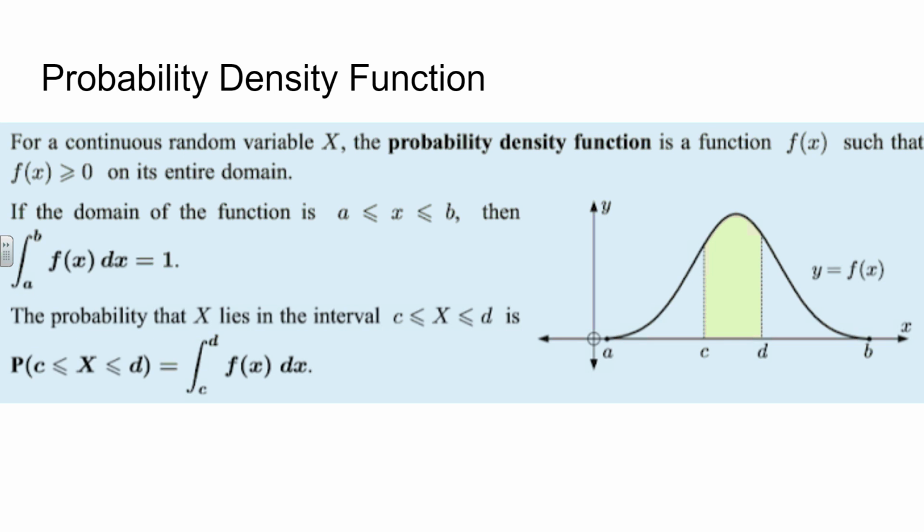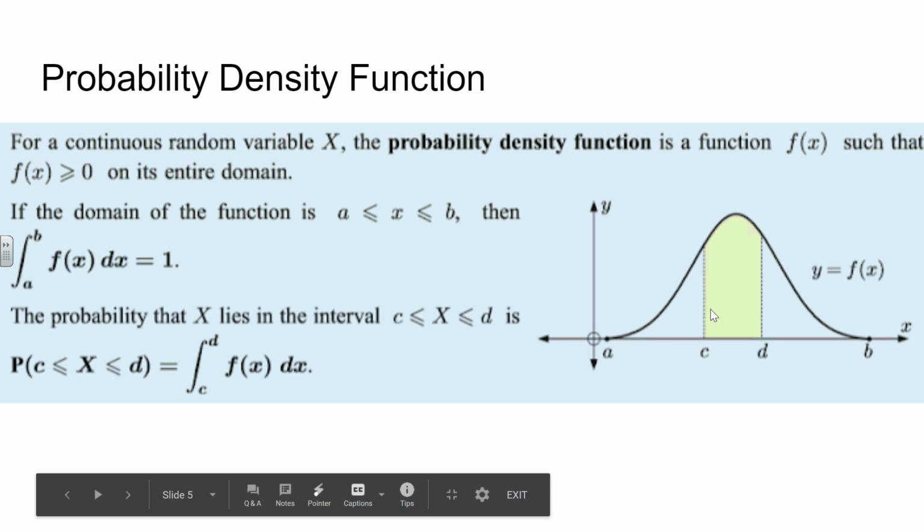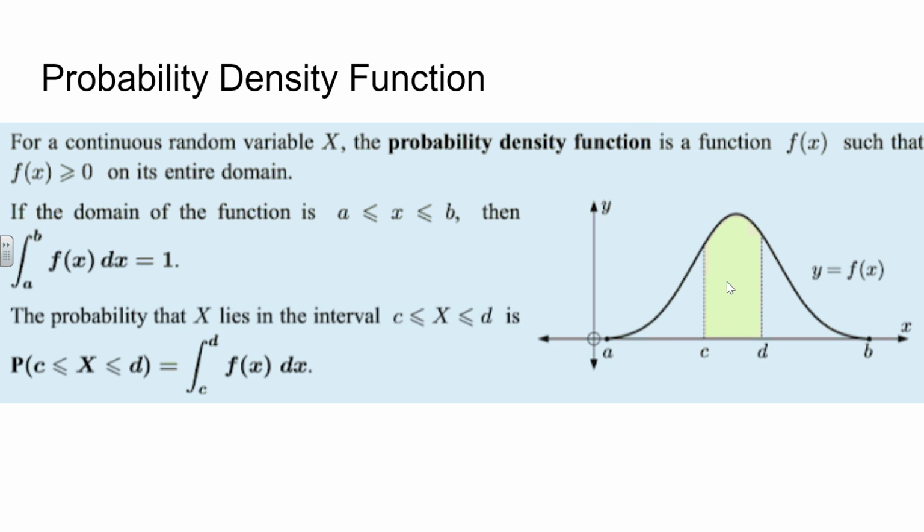And if we're talking about area underneath the curve, we're talking integration there. So that makes sense. Now this one is saying the area underneath the curve from A to B is 1 because that's the whole area underneath the curve. But if I'm looking for the probability that x is between C and D, then I'm going to integrate from C to D. And whatever this area is here would be the probability of that particular outcome.